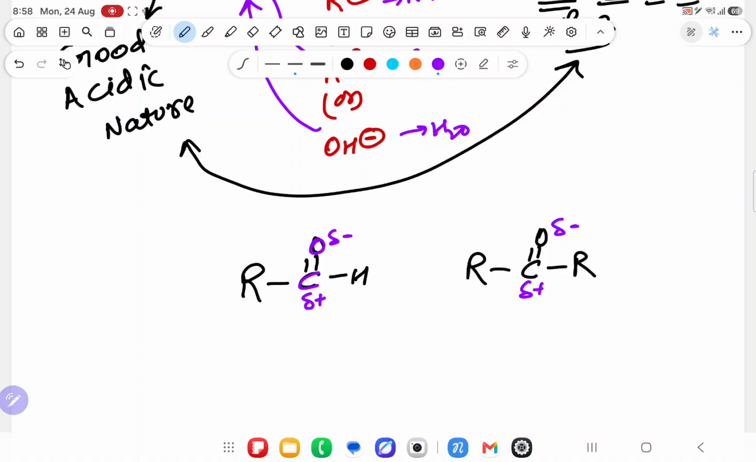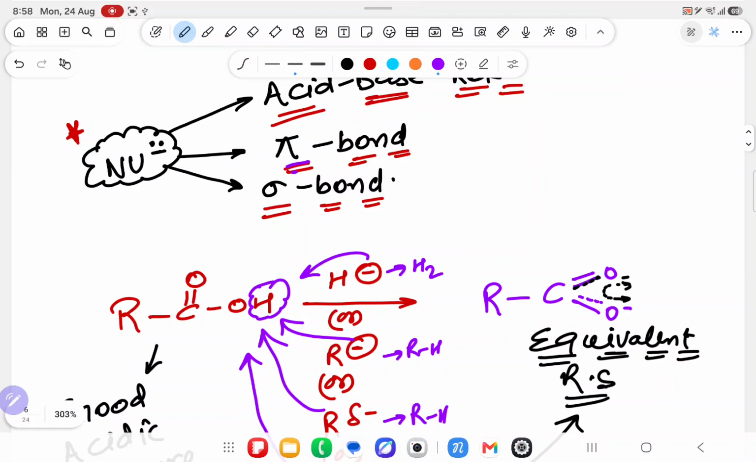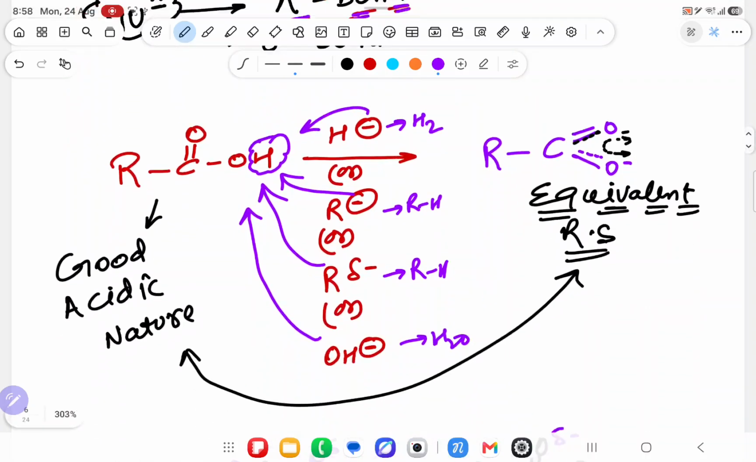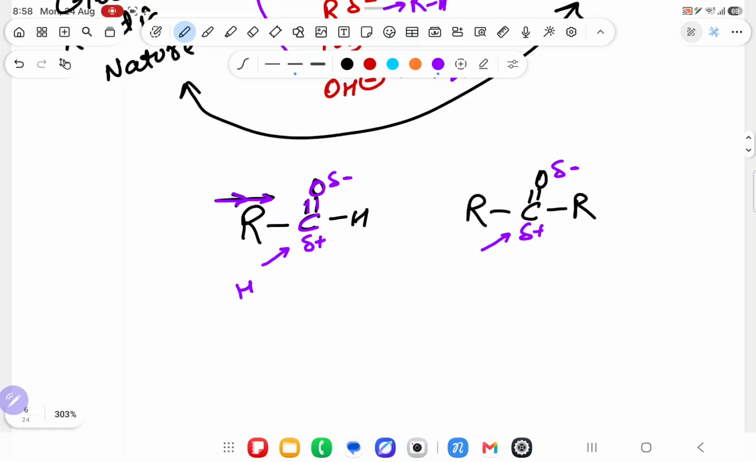Now H minus is there and wants to attack over here, and H minus also wants to attack over here. This side CH3 is giving plus I effect, R is giving plus I effect, understood. I am saying over here acid base reaction is not possible. If acid base reaction is not there, then it will try to attack on the pi bond. So over here the pi bond is there. Due to the electronegativity difference, it takes a little bit of negative charge and positive charge. Now H minus will try to attack over here.